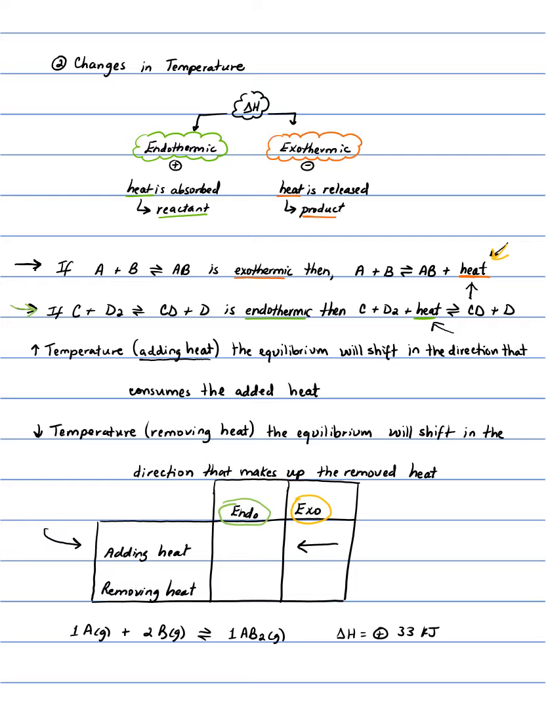So whenever you're adding something, it means that the equilibrium will be shifted in the opposite direction to use up that substance that is being added. If you're adding more heat to an endothermic reaction, the heat is a reactant, so the equilibrium will be shifted towards the product to use up that amount of heat.